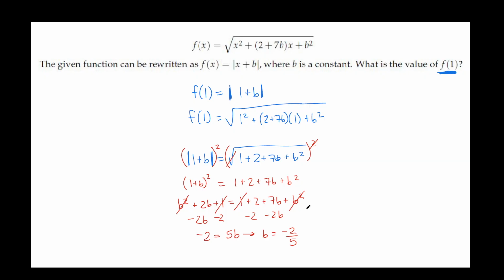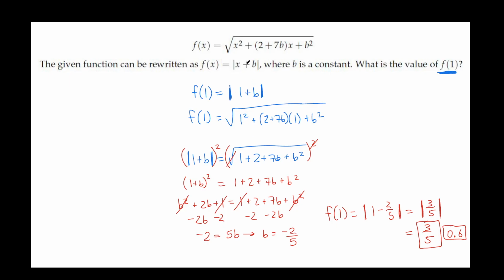We wanted f of 1, but once I have the value of b, I can just plug it right in. In this case, 1 minus 2/5 is 3/5. So the absolute value of 3/5, well, that's already positive. So I would get an answer of 3 over 5, or 0.6. Now, this wasn't the only way that we could have solved this question.